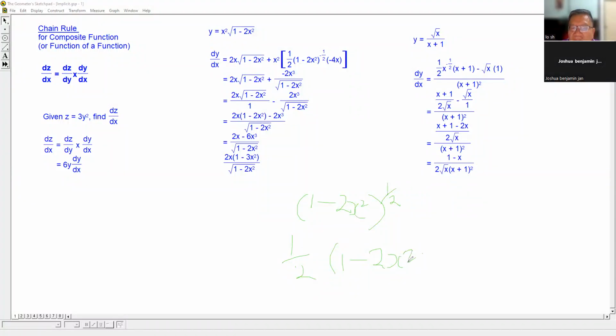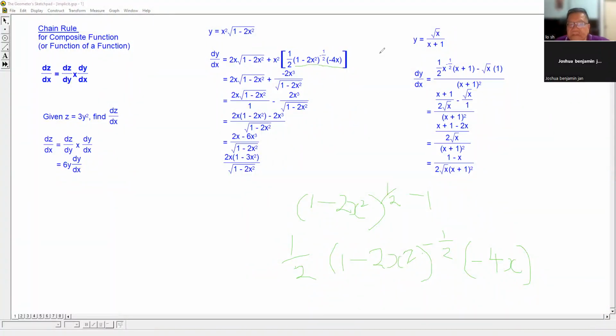Okay, 1 minus 2x squared. Now this half, you have to minus 1. When this half minus 1, it becomes negative 1 over 2. Okay? So you differentiate the power, right? Bring down 1 over 2 and become negative 2. Then when you differentiate what is inside the bracket one more time, negative 4x. Okay, so this is how you get this.